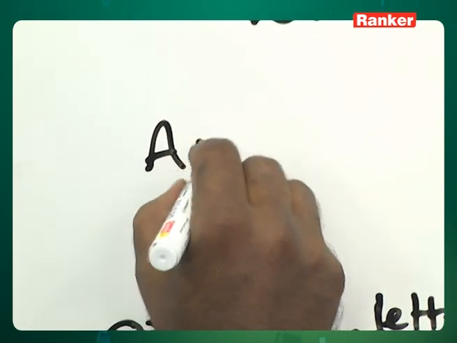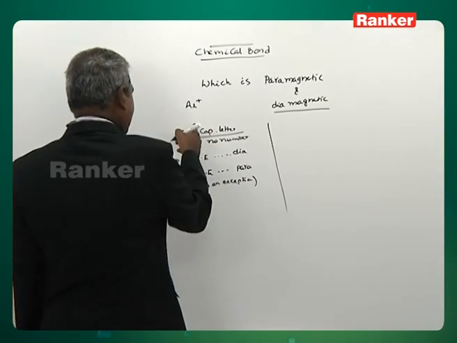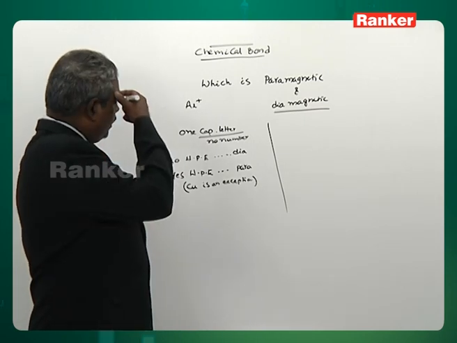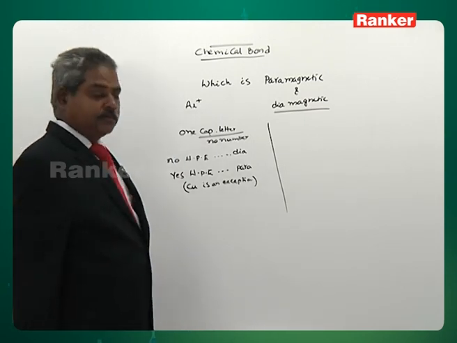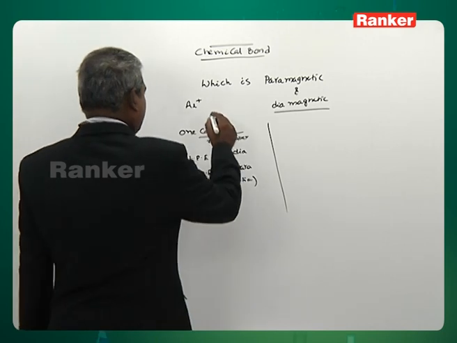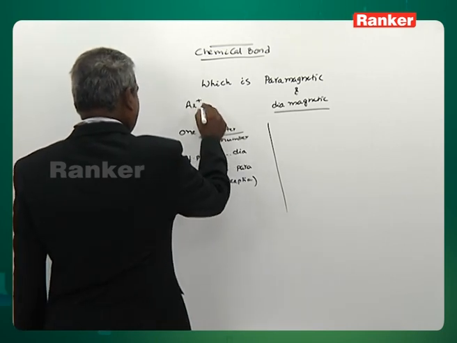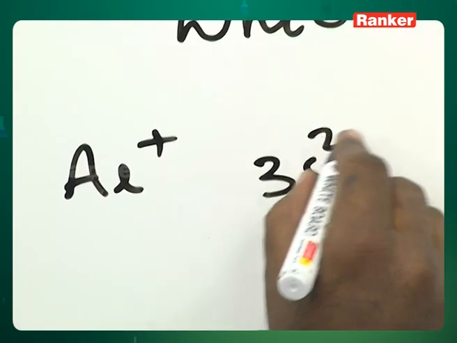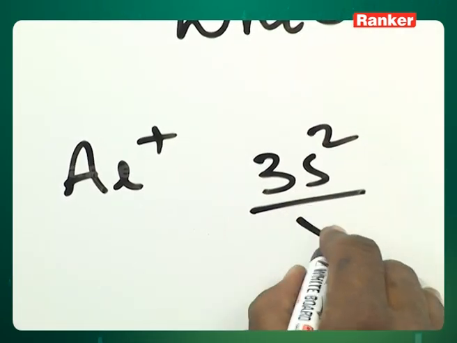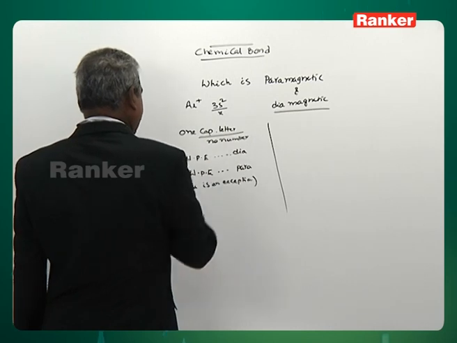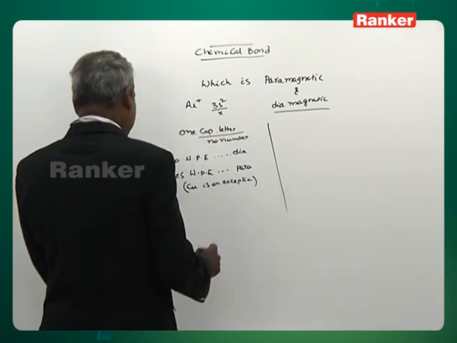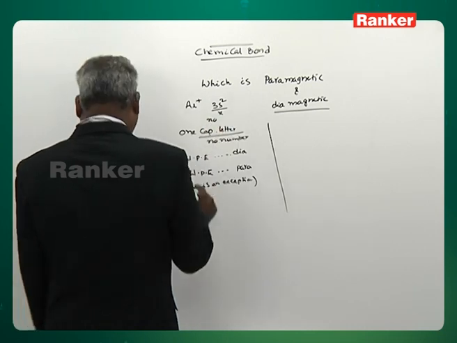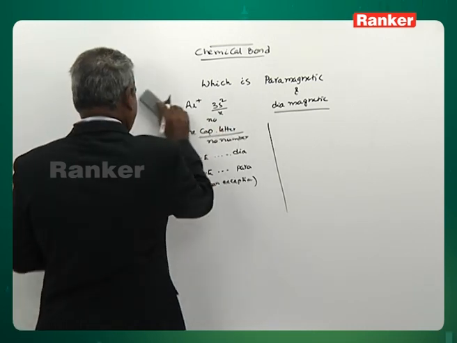Al plus, aluminium plus, one capital letter. It's an ion, an elemental ion. If you write down the electronic configuration, it is 12 electrons: 1s2, 2s2, 2p6, 3s2. The last electron is 3s2. All are paired electrons, so no unpaired electron, therefore dia. So Al plus is diamagnetic.